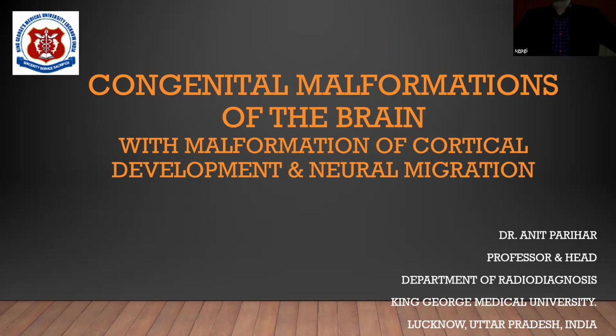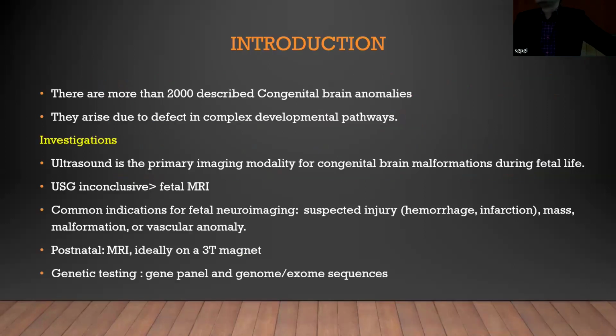A quarter of the patients will be those who sometimes need MTP. So we need to identify them antenatally, and we need to identify them postnatally. Antenatally, ultrasound is the first modality to go. If the ultrasound is inconclusive, then we go for an MRI. And postnatally, we need an MRI, of course, at high resolution and on a 3 Tesla scanner.